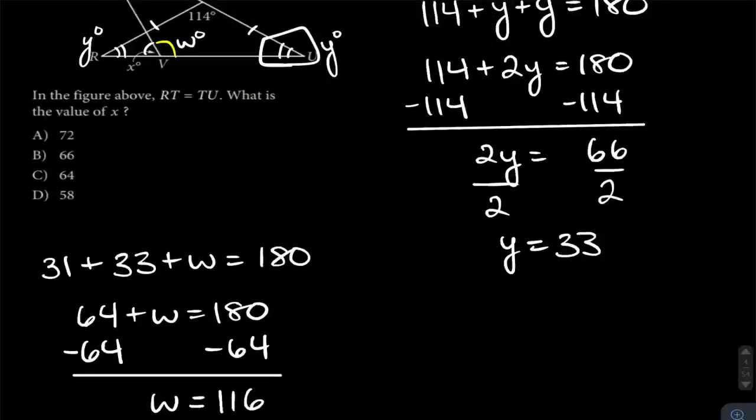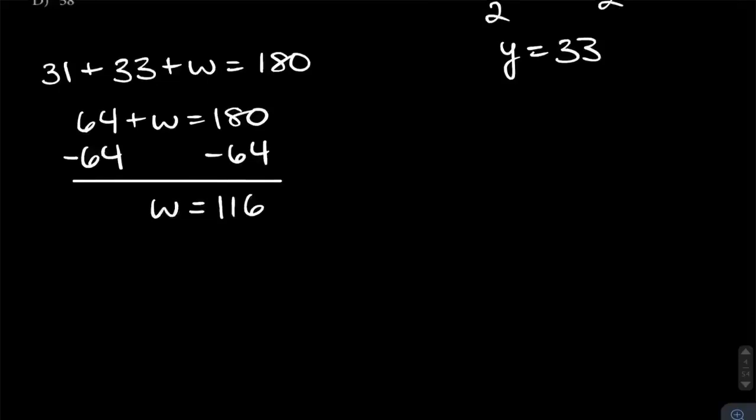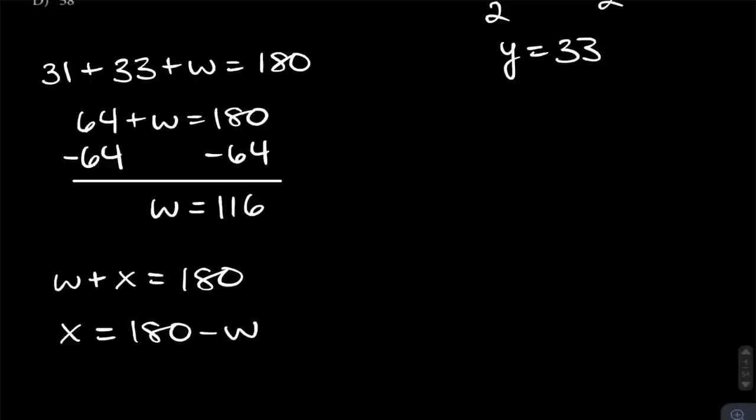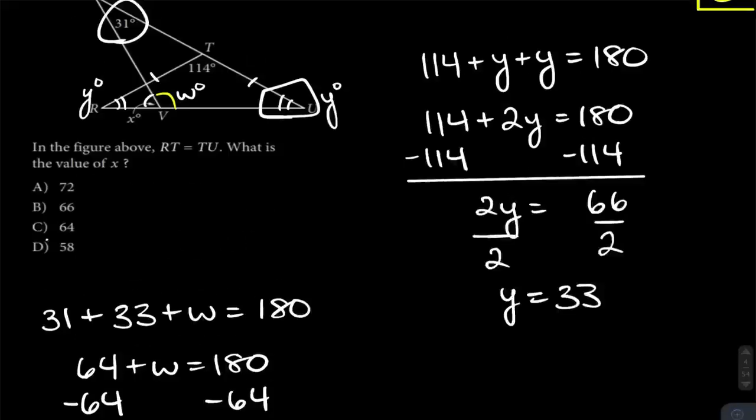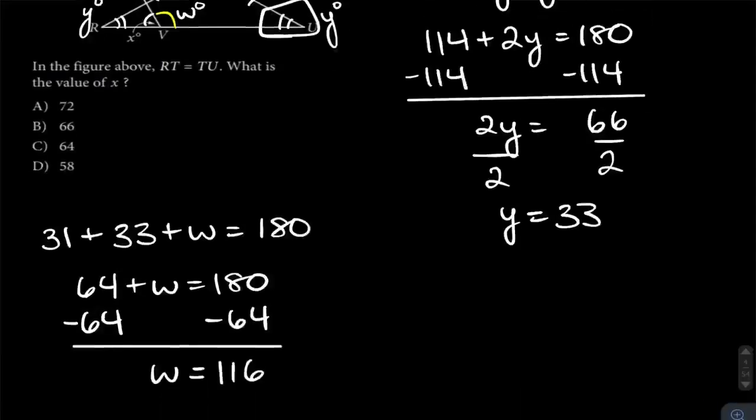Now we know that x is supplementary to w, so they have to add to 180. So w plus x is going to equal 180. That means that x is equal to 180 minus w. Plugging that in, we get that x is 64, and that is our answer. That's choice C. That's going to be the correct answer for this problem.